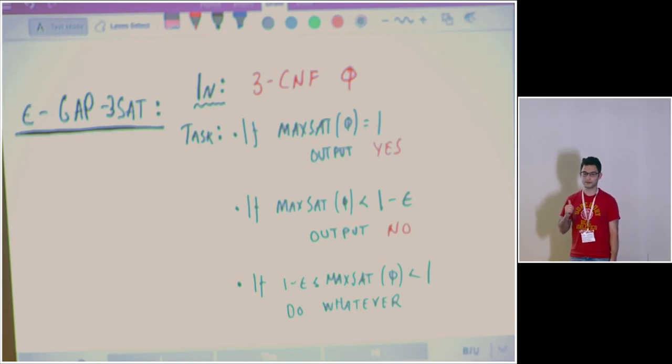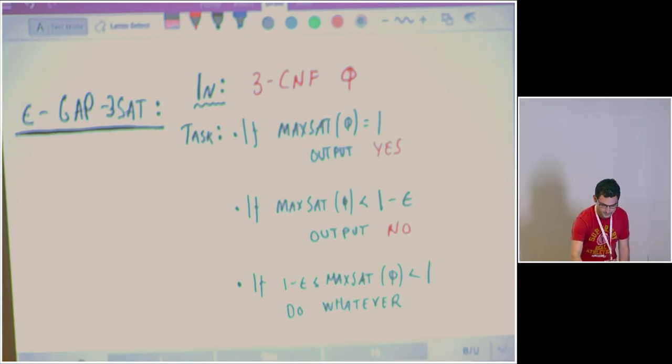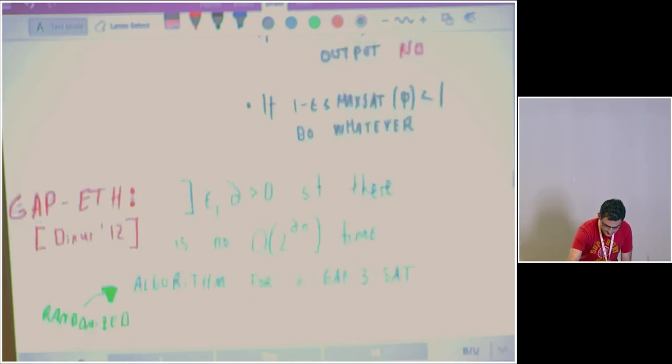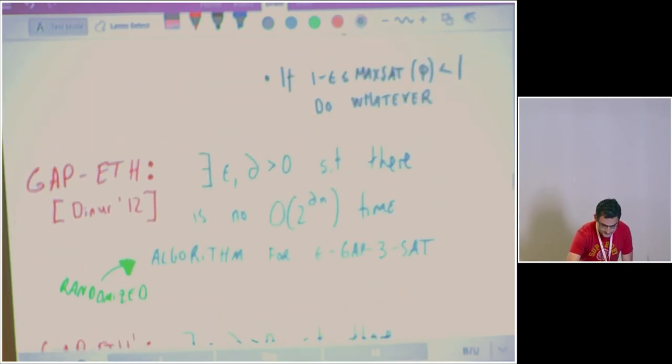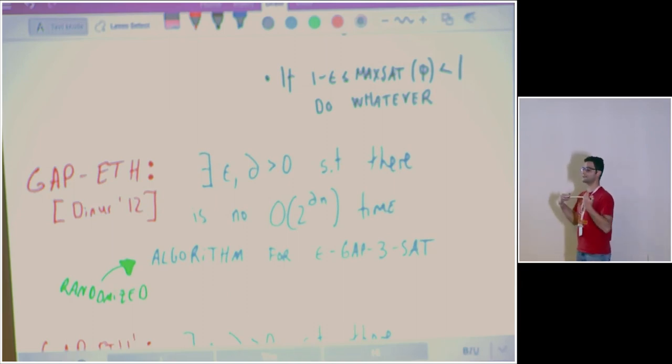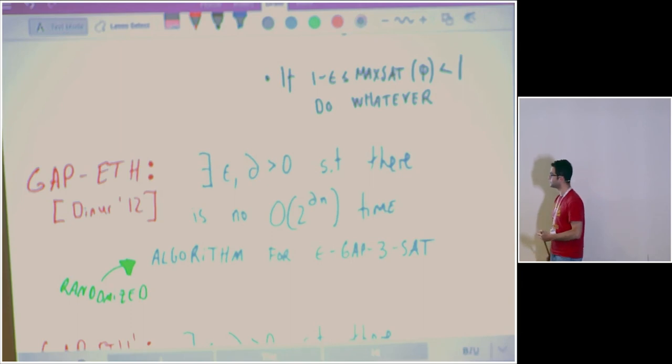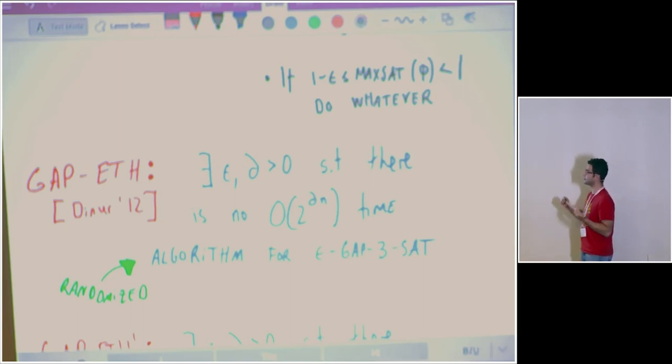In which time? This is just a definition of a problem. So far this is just a problem. Then the hypothesis will be what is the time. Okay. So now comes the hypothesis, the gap ETH. This is a hypothesis formulated by Dinur in 2012 that there exists a tiny, but constant, epsilon greater than 0, and a delta greater than 0, such that there is no 2 to the delta n time algorithm for epsilon gap 3-sat.